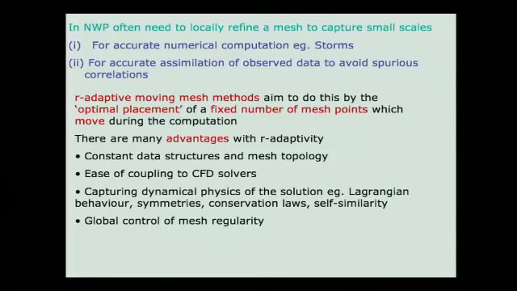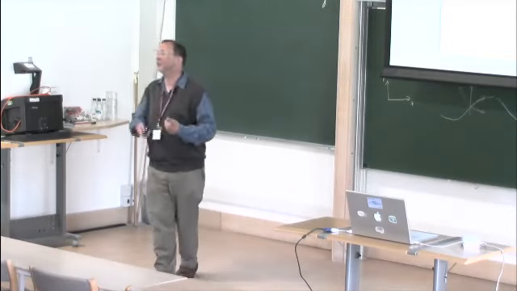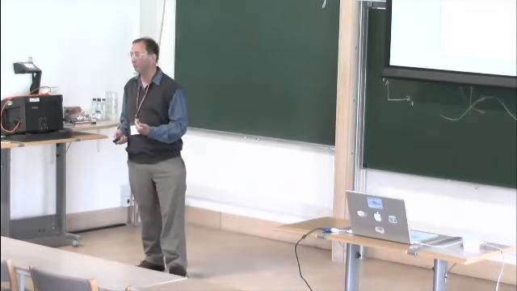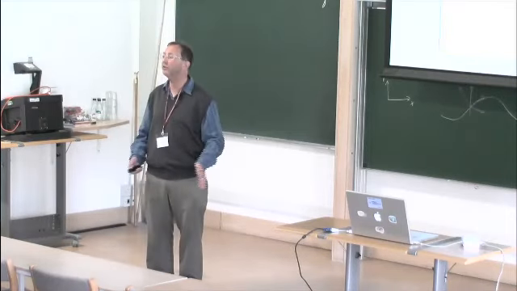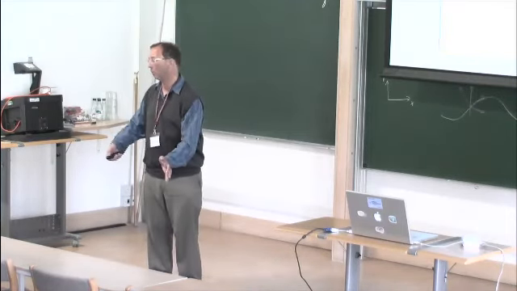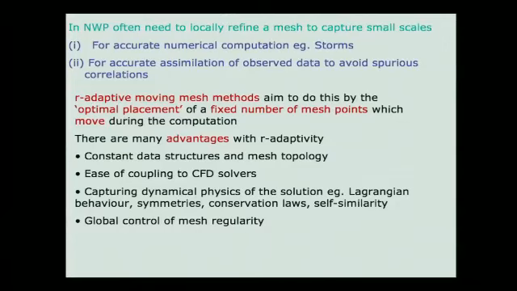Another reason is that if you're moving nodes around, there's a really good chance that you can essentially capture underlying physics in the problem. So if you have a Lagrangian structure like a moving front or a singularity developing, then the points can move along with that. If you have symmetries in the problem, continuous symmetries, scaling symmetries and so on, then the points can move with those. Associated with symmetries are conservation laws, so you could get conservation laws for free, and you can pick up self-similar structures, and that's all very useful. So these are good mathematical reasons.